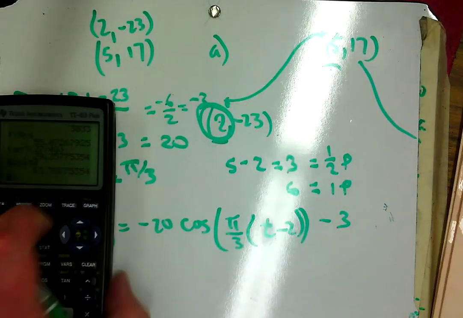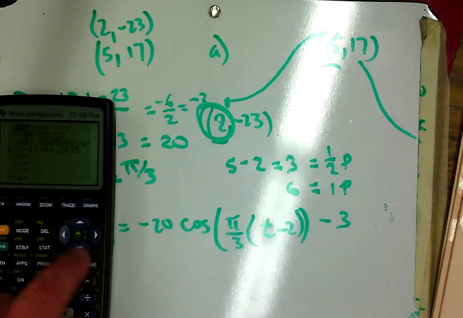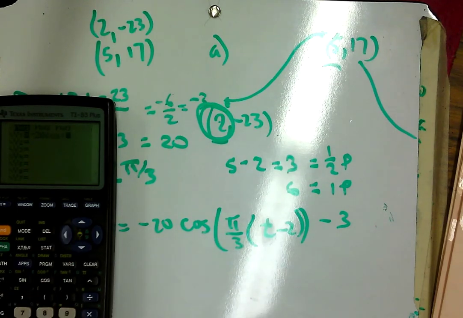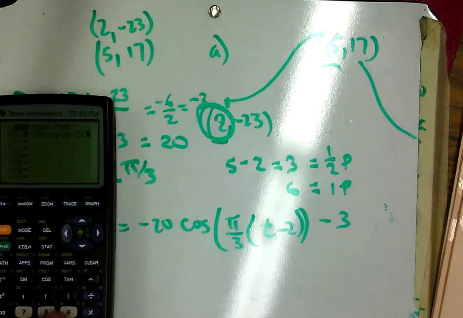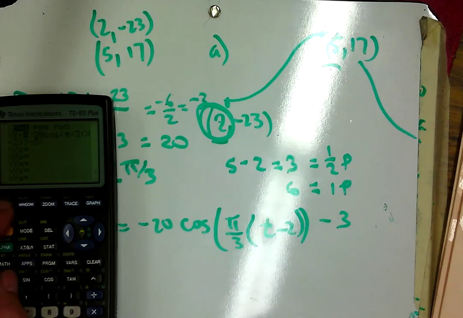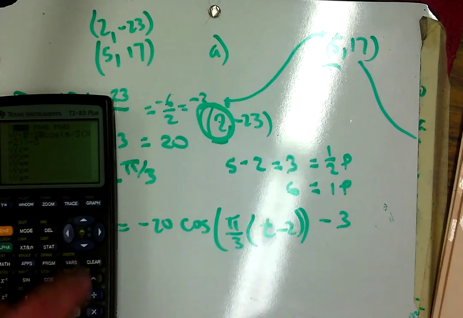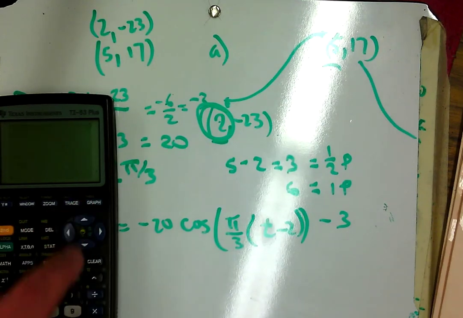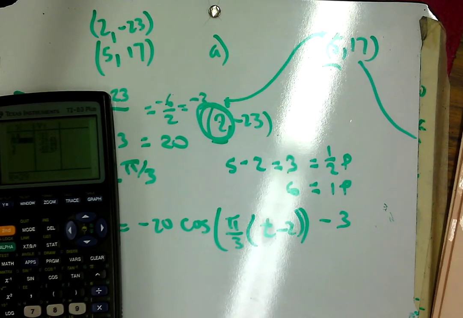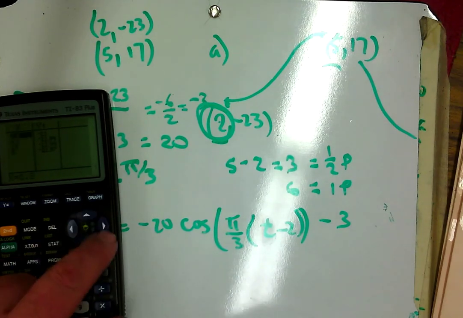So that's part B. C, predict y when t equals 2.8, 6.3, and 15. Well, these are all things that are easiest to do on the table feature of my calculator. So let's type the function in, -20 cosine pi divided by 3 (x minus 2), minus 3. We're going to go over to our table, and we're going to type in 2.8, and we're going to type in 6.3, and we're going to type in 15.